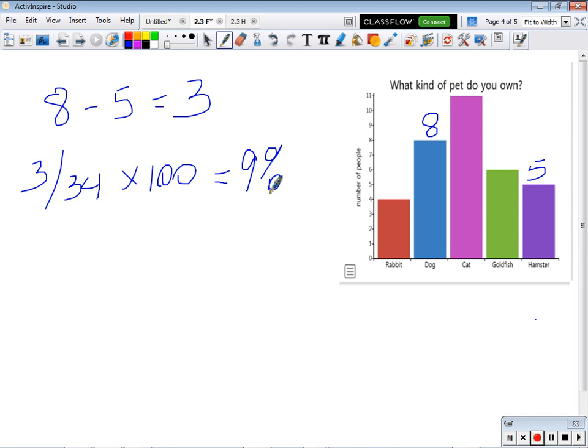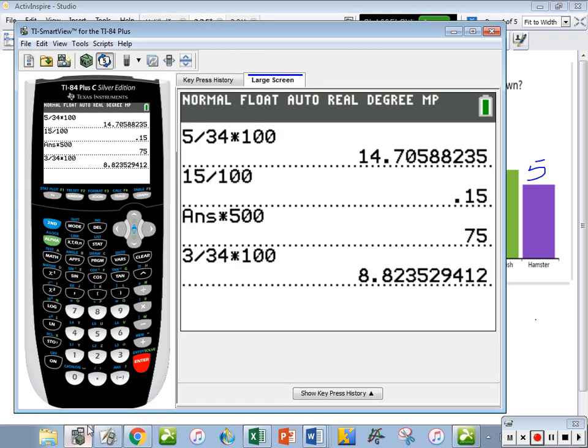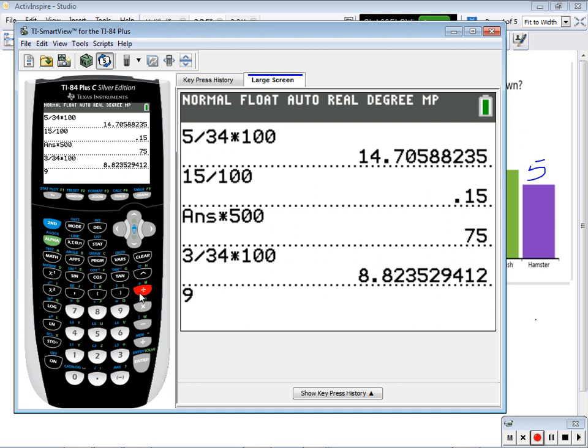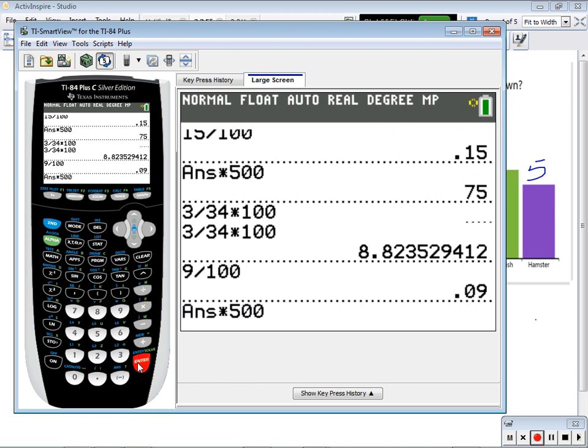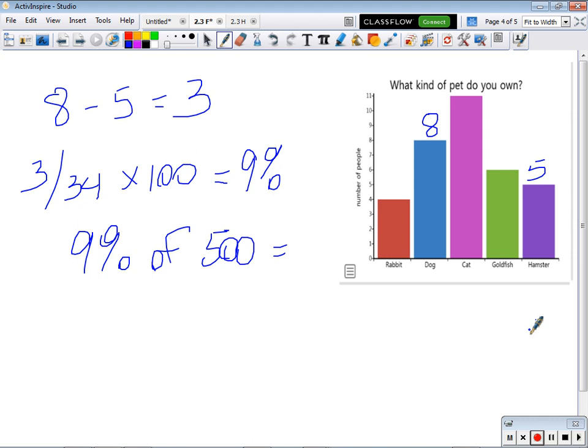So now what I want to know is, what's 9% of 500? So to do that, I want to take 9%, I want to convert it to a decimal. So I'm going to do 9 divided by 100, which comes out to be 0.09. And I want to multiply that by 500. And when I do that, I get approximately 45. So we would expect 45 out of 500 students, we would expect 45 more to own a dog rather than a hamster. And that's the answer to number 7.